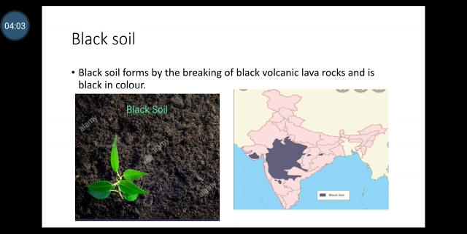Okay, now next we have black soil. Black soil forms by the breaking of black volcanic lava rocks and is black in color. This is also known as regur or cotton soil, which is rich in iron and nitrogen content. It is known as cotton soil because it is suitable for growing cotton. It is also suitable for growing groundnuts and wheat. Black soil is found in the Deccan Plateau region of Maharashtra, Madhya Pradesh, Gujarat, and somewhere in central India also.